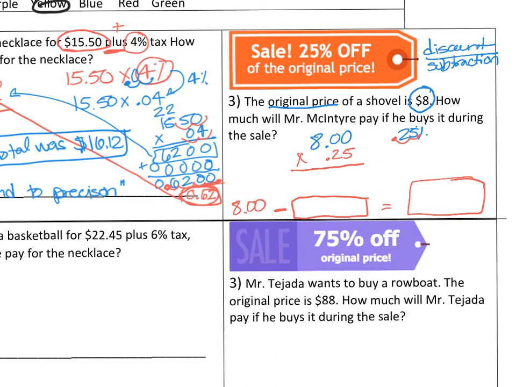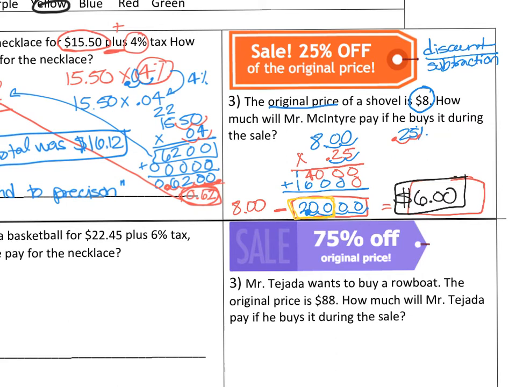All right, so let's multiply this through. 0 times 5 is 0, 0 times 5 is 0, 8 times 5 is 40. Put your 0 as a placeholder. 0 times 2 is 0, 0 times 2 is 0, 8 times 2 is 16. Add that together. You have 0, 0, 0, 0, 1, 2. And then you went 4 decimal places. So 1, 2, 3, 4. Okay, so really, this right here is $2. So what is 8 minus $2? $6. That is the price for the shovel.